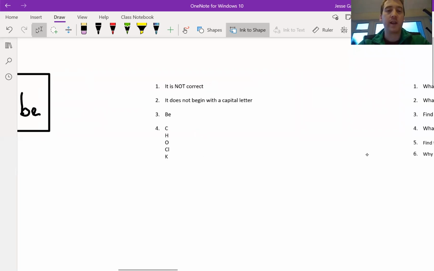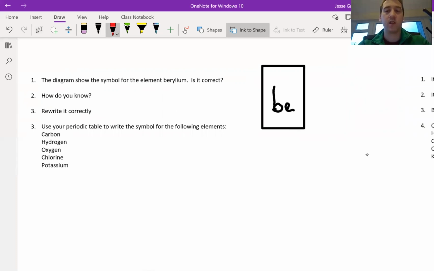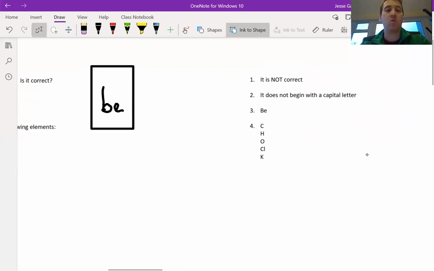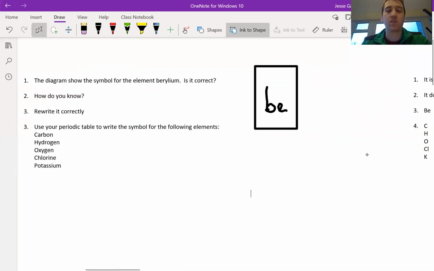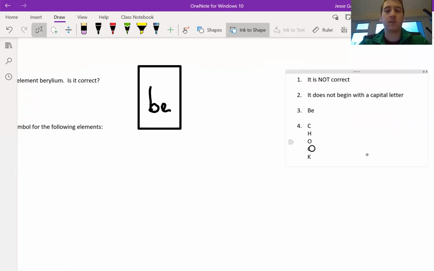So why is it correct? Is this symbol correct? It is not correct, first of all. That's the first one. Well done if you said it's not correct. Then explain why is it not correct? How do you know? Well, it does not begin with a capital letter, so it's got a small b. So that is why it is wrong. So that's what you should have.